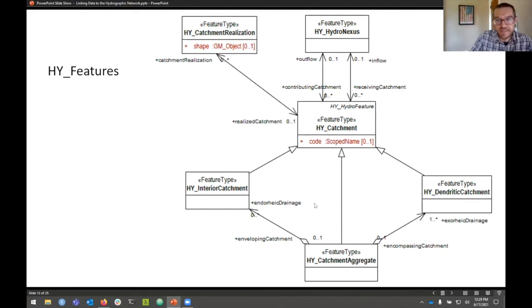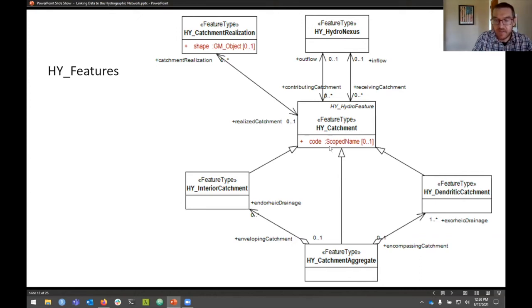Okay, so this is the spatial and network decomposition model that HyFeatures uses. We call this the catchment model, and it should be fairly familiar. The idea is that the landscape is made up of catchments. The catchments contribute or have an outflow to what the data model calls a hydronexus, and they get inflow from a hydronexus. So this is an HY_Features data model, essentially, right? You've got catchments and nodes. There's nothing too groundbreaking there.